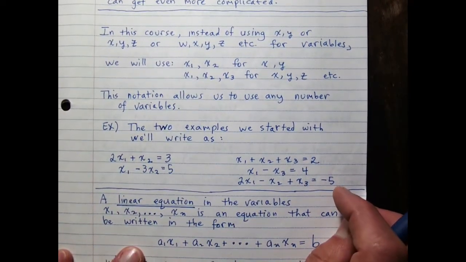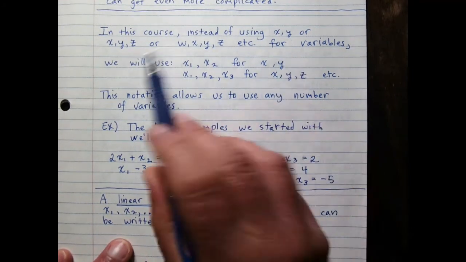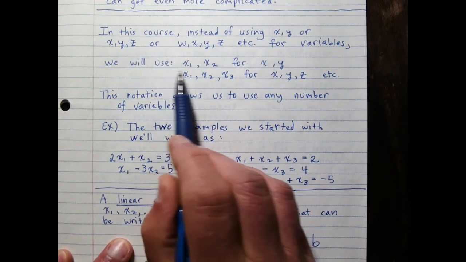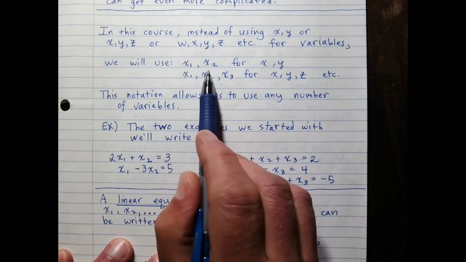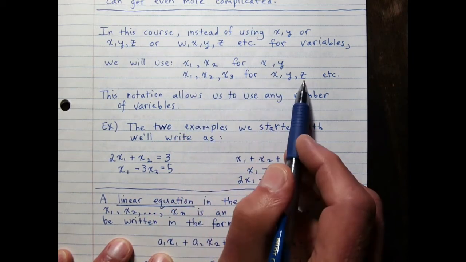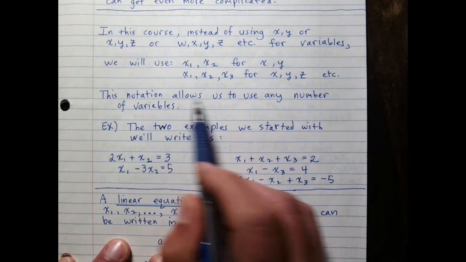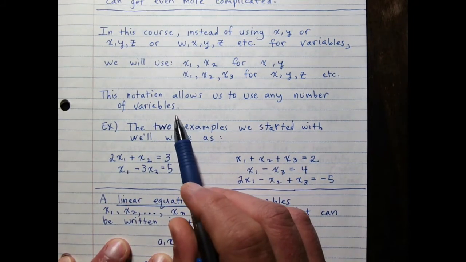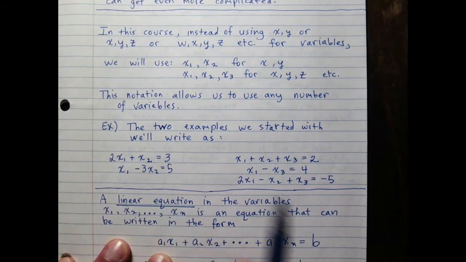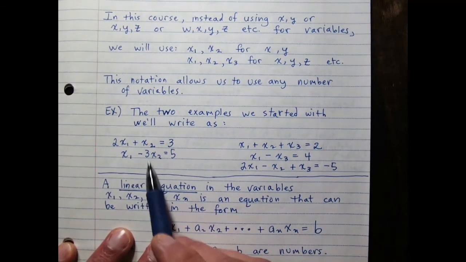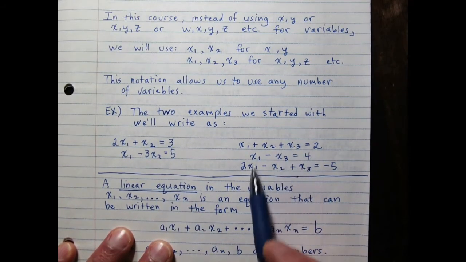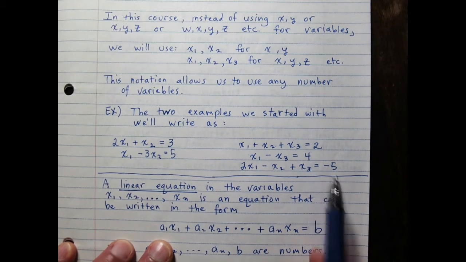So in this course, instead of using x, y, or xyz, or wxyz for variables, we're going to use subscripts on x. So we're going to use x1, x2 for x and y, and x1, x2, x3 for xyz. And this notation allows us to use any number of variables. So the 2 examples we started with on the first page could be written as you see here. I'm not going to read them over. So here's the first example of 2 lines. Here's the second example of 3 planes.